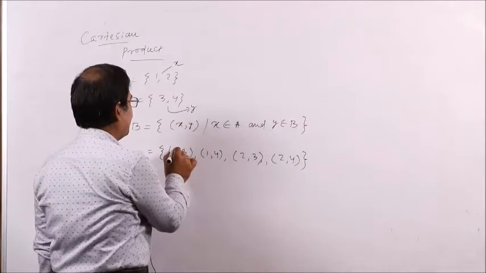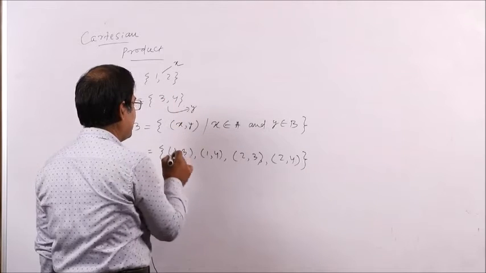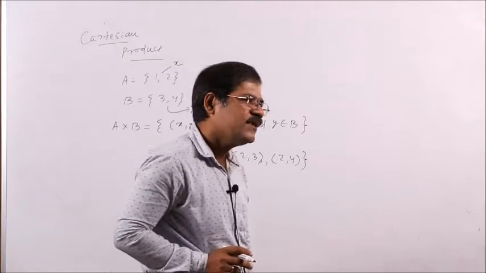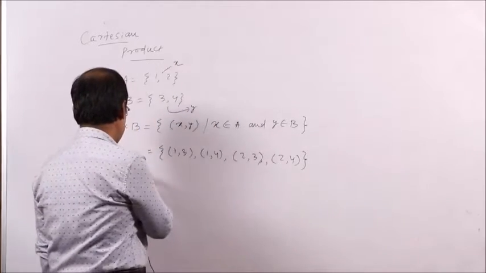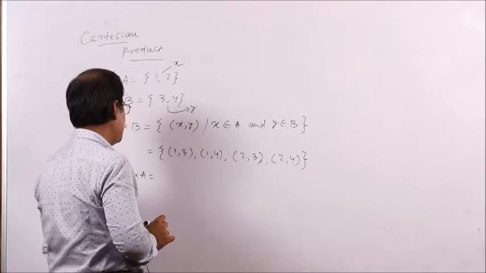So, these are the ordered pairs: this is the value of x, this is the value of y. The first element belongs to the first set, the second element belongs to the B set. Similarly, we can also find B cross A, the Cartesian product of B with A.